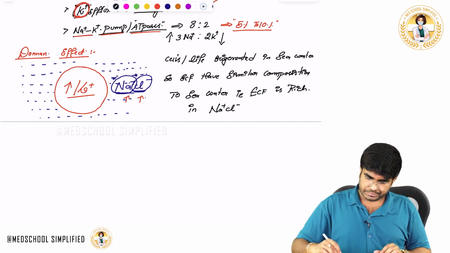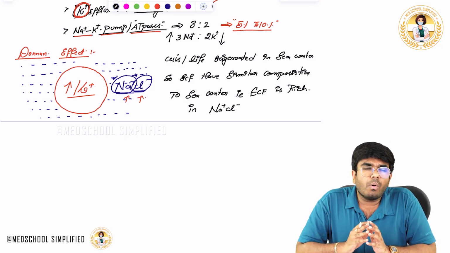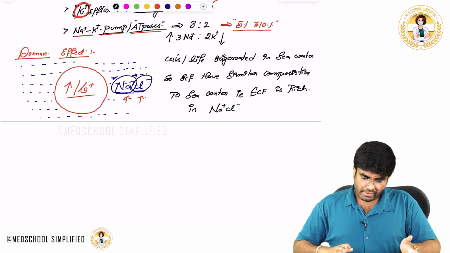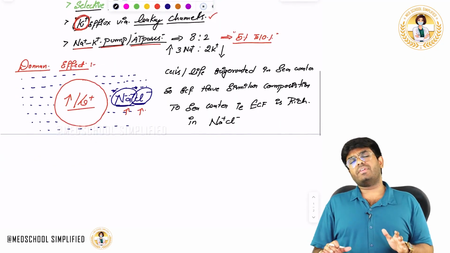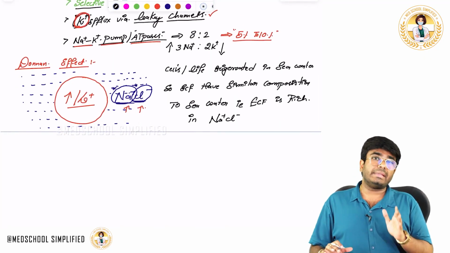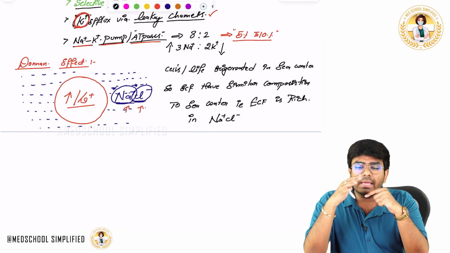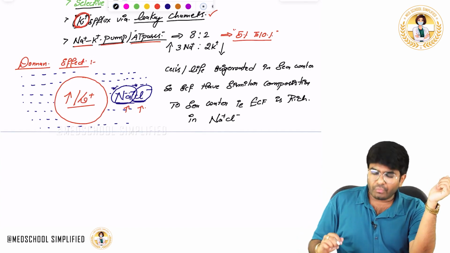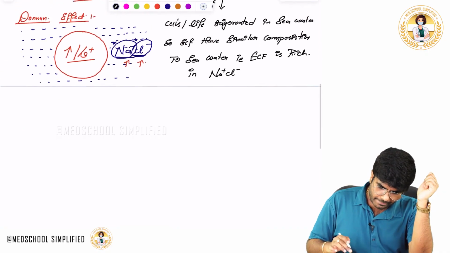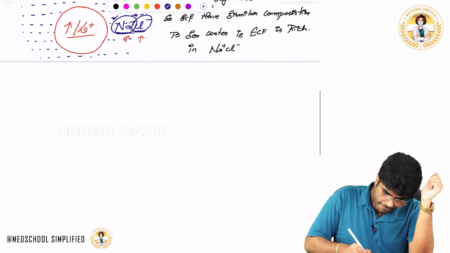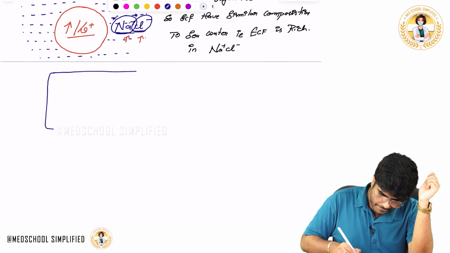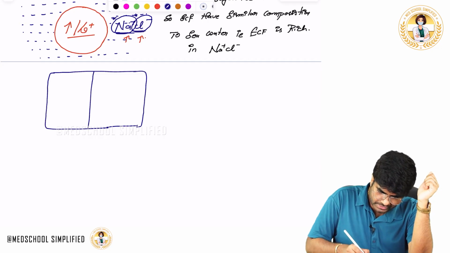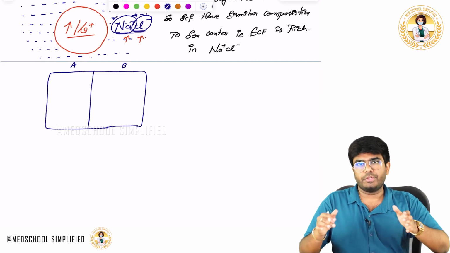Now, let's explain what this Donnan effect is. To have a better understanding, the Donnan effect is the one which creates unequal distribution of ions across the cell membrane. Why is that so? Let's look here. Here I am showing you two compartments, compartment A and compartment B.